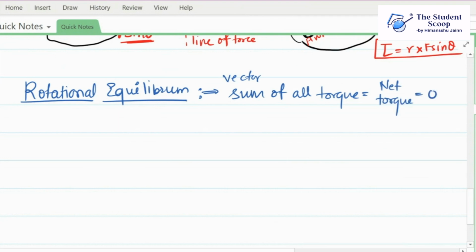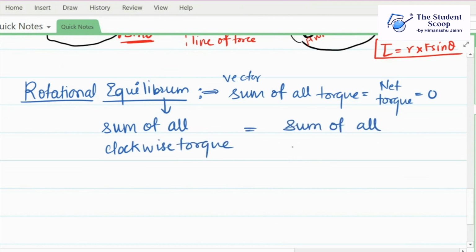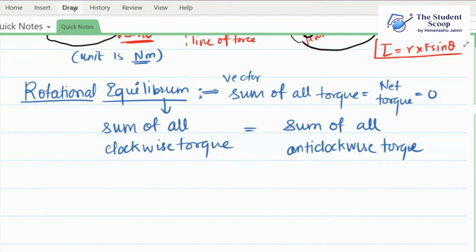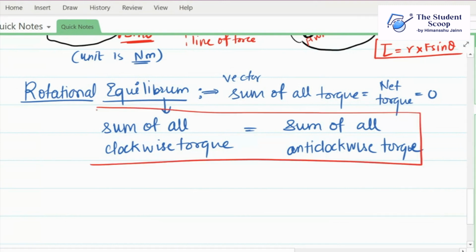Or we can say that, since there are only two possible directions of the torque, the sum of all clockwise torque is equal to the sum of all anti-clockwise torque. Okay, what is the unit of torque? The unit of torque is Newton meters. And this is the thing that you need to remember in rotational equilibrium.